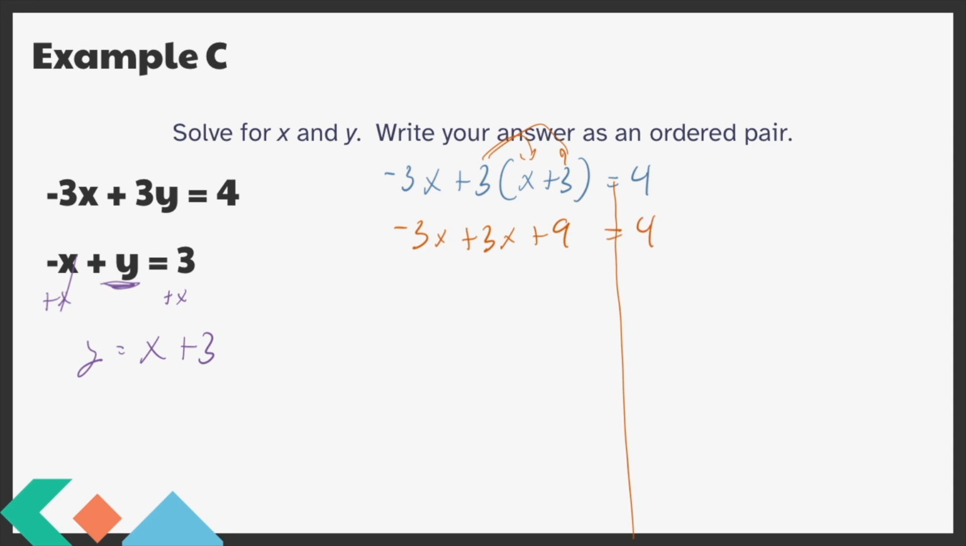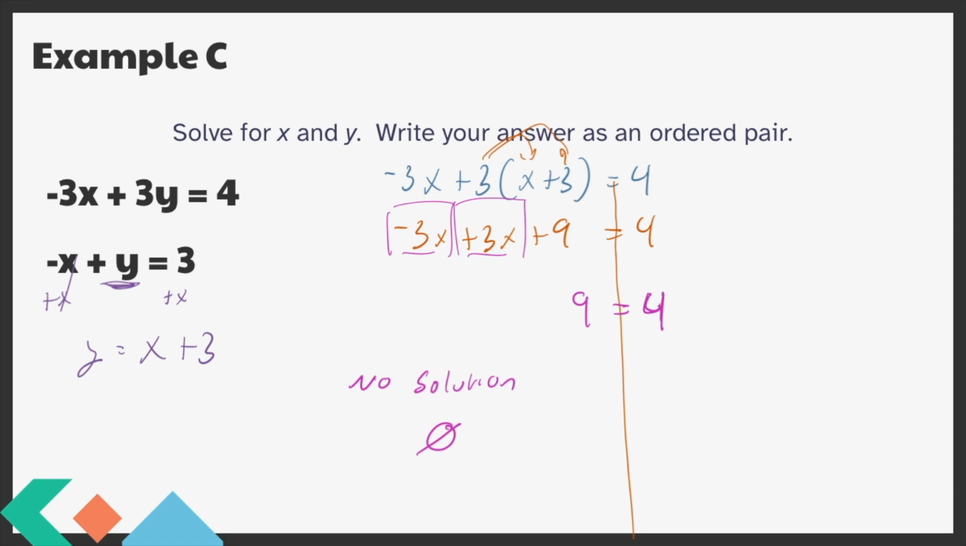Then it's time to combine my like terms, and that's probably not going to end particularly well, because negative 3x and positive 3x is going to give me 0. So then I just end up with 9 equals 4, and as we know, 9 does not equal 4. So in this situation, what we have is no solution. Just like equations, systems can have no solution, or better represented as empty set. So there's no solutions here. This is as far as we can go.